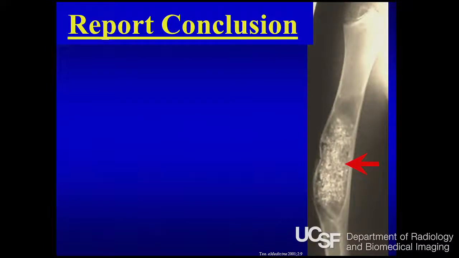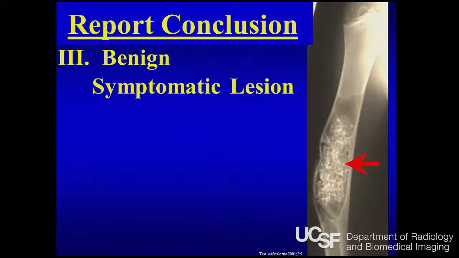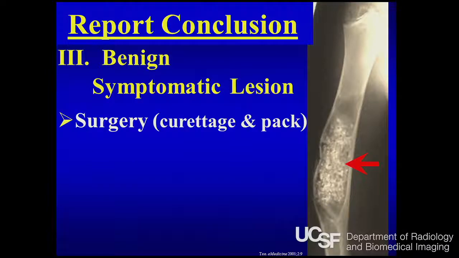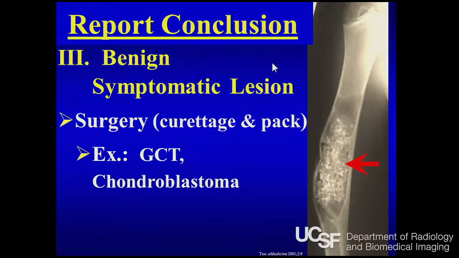We may also conclude that we're dealing with a benign symptomatic lesion. Surgery may be indicated in cases like this, such as curettage and packing. These types of lesions include giant cell tumor of bone, chondroblastoma, and in this case, a solitary bone cyst that was packed.